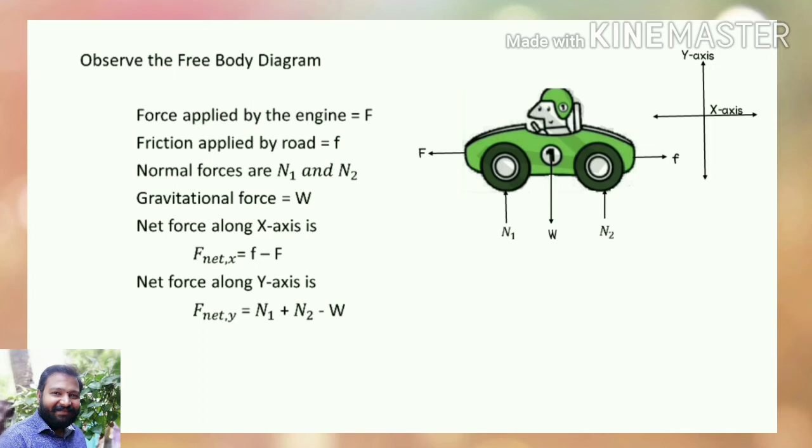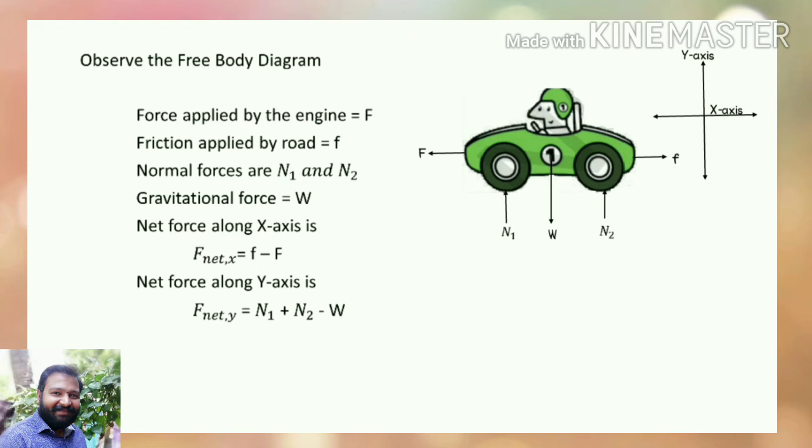So this diagram is called a free body diagram. We call it FBD, free body diagram. A free body diagram shows all the forces which are acting on the car. Here how many are there? In the vertical direction, 3 forces are acting: N1, N2 in the upward direction, gravitational force in the downward direction. In the horizontal direction along the x-axis, 2 forces are acting: force towards the left side, friction towards the right side. Don't confuse, force is capital F, friction is small f.